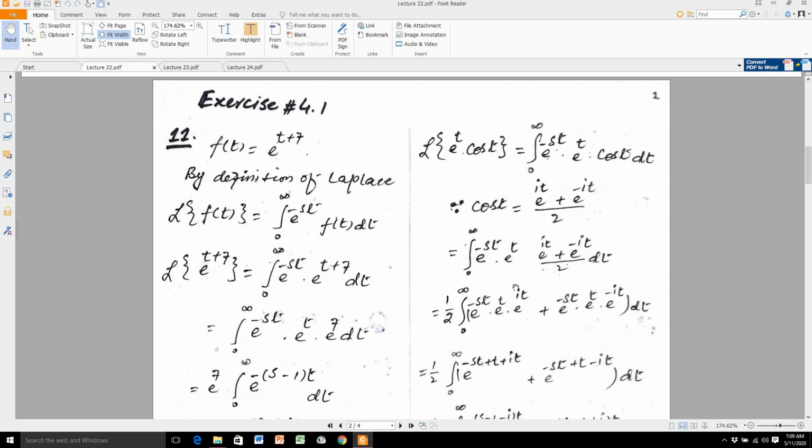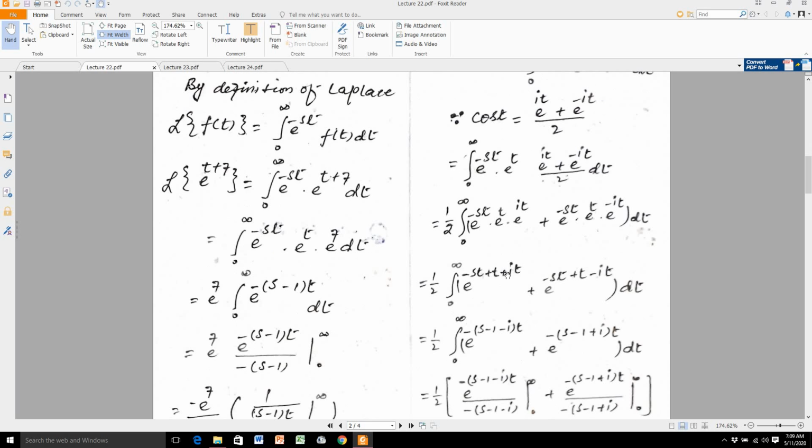So it is equal to, and I take 2 outside from the integral. It becomes e raised to power minus st, e raised to power t into e raised to power iota t, plus e raised to power minus st, e raised to power t, and then e raised to power minus iota t. Again, by using the property of exponentials, I am writing the above as it is.